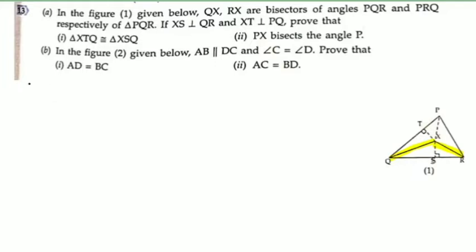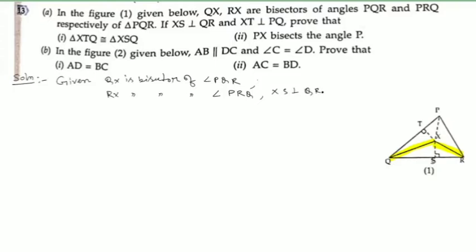At first I will write what is given here. So solution, given: QX is the bisector of angle PQR, and RX is the bisector of angle PRQ, and XS is perpendicular to QR and XT is perpendicular to PQ. All these conditions are given here.